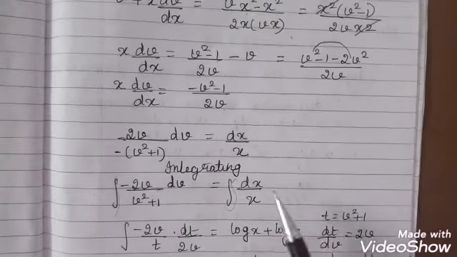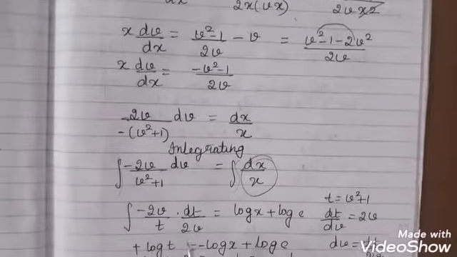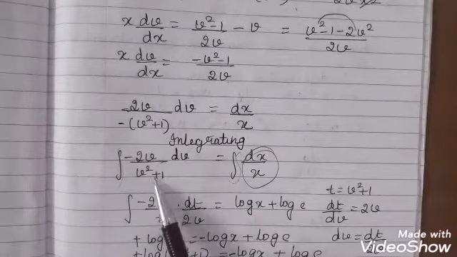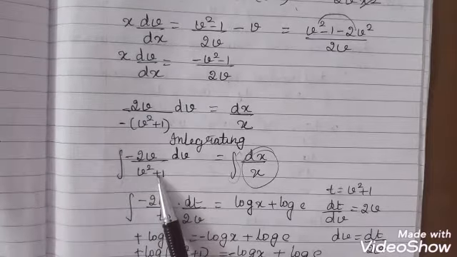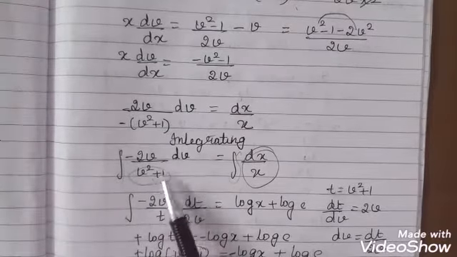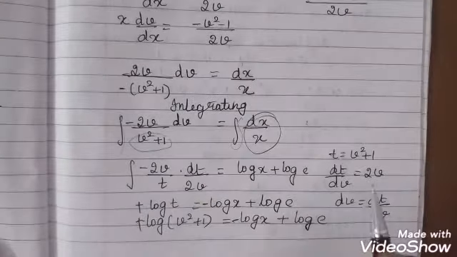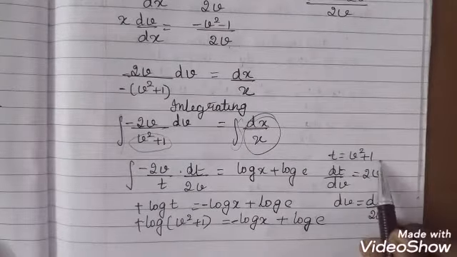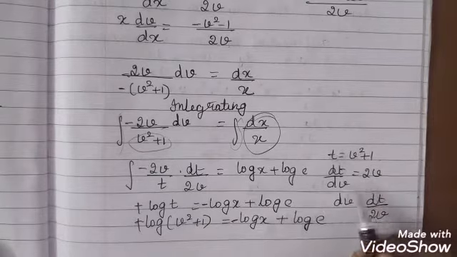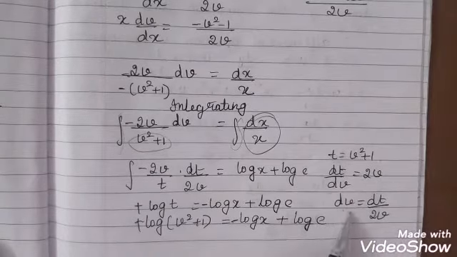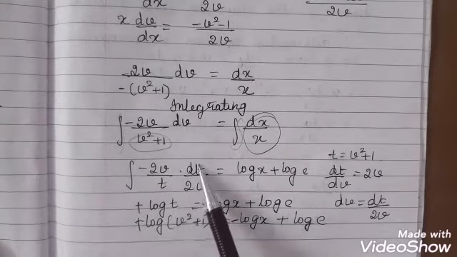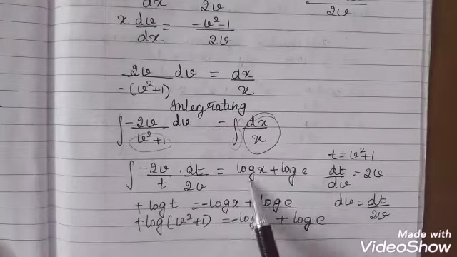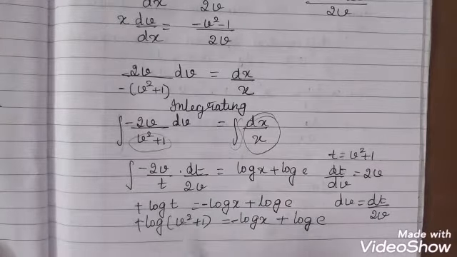Got it? So here the right hand side, as usual, we don't have a problem with integration. What about the left hand side? Yes, I'll have to integrate it by the method of substitution, because when you differentiate the denominator, you get the numerator. So you have t is equal to v squared plus 1, dt by dv is equal to 2v. What is your dv equal to here? dt divided by 2v. So it is integral of minus 2v divided by t into dt divided by 2v is equal to log x plus log c, I write here.